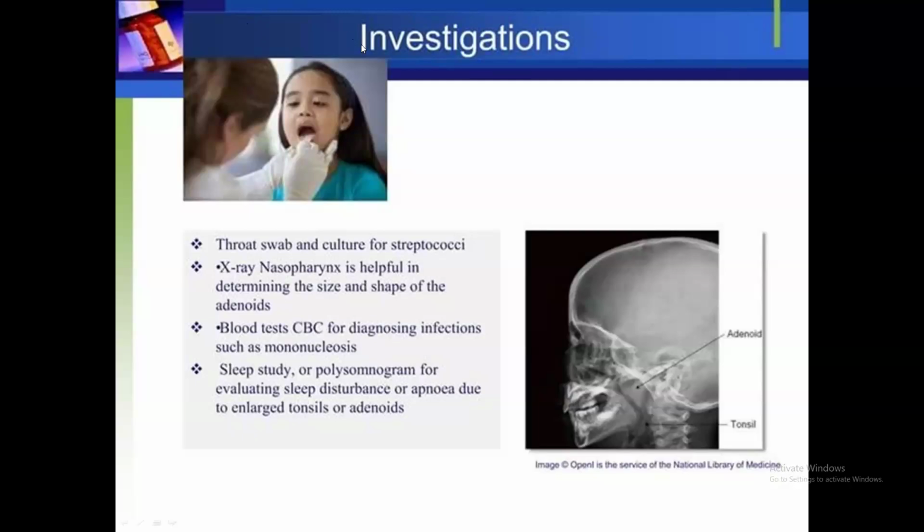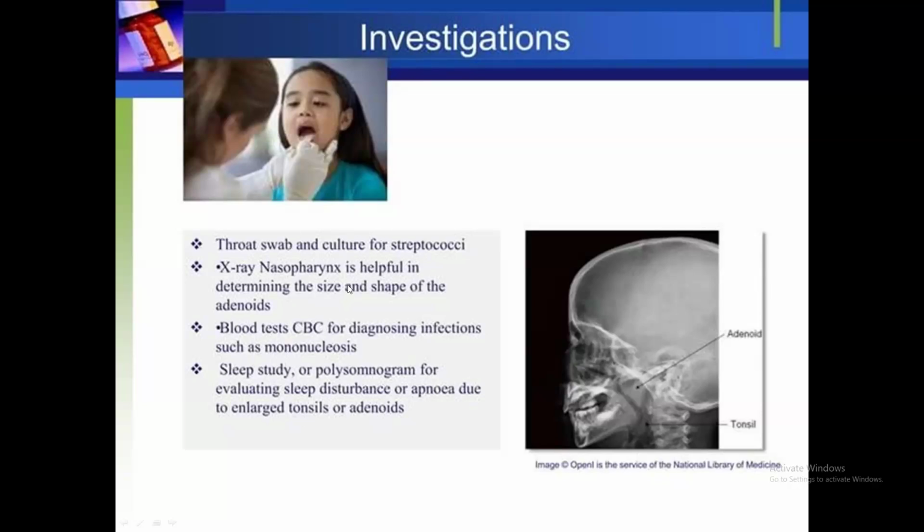Then along with this, we have to go for a throat swab and then culture for streptococci, then X-ray of the nasopharynx, which is also helpful in determining the size and shape of adenoids. Then also we have to go for blood tests like CBC to diagnose infections such as infectious mononucleosis and other types of infection. Then sleep study. Then we have to evaluate the sleep disturbance or sleep apnea due to the enlarged tonsils or adenoids.